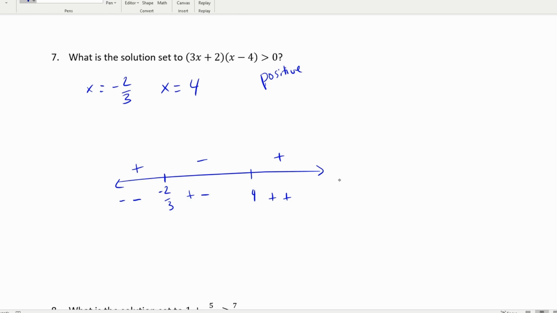This is not your final answer. You really want to write the intervals we're looking at, so those two positive areas. My solution set is going to be negative infinity to negative 2/3, parentheses. Now, if this was greater than or equal to, then I would change this to a bracket, but since it's not, I don't need to change it to a bracket. Union, because I have another spot where it's positive, so union, parentheses 4, comma, infinity. So now you can just read this left to right, and this is going to be your final solution.